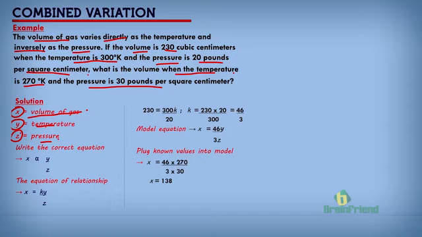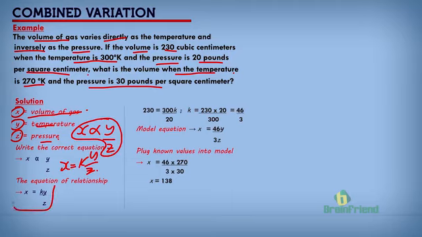The volume of a gas varies directly. x stands for volume. We put our symbol of proportionality. Directly as temperature, y stands for our temperature. And inversely as the pressure, so z stands for pressure. So here's our equation of relationship. Of course, we know that x here is ky all over z, k representing the constant of proportionality. So here we have the equation of relationship.